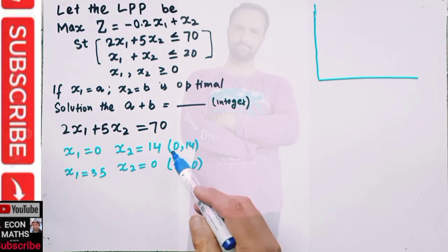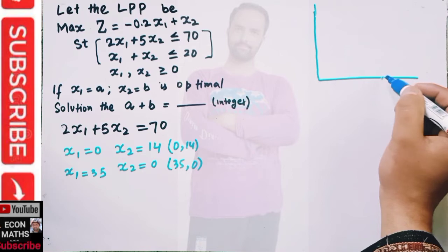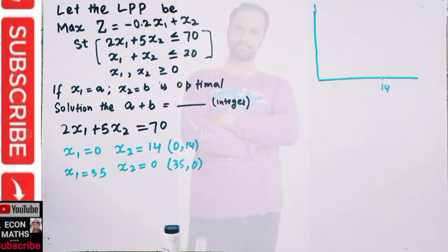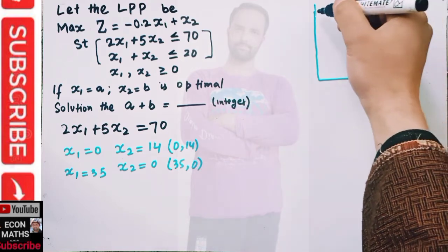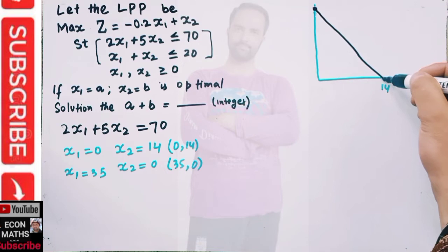So we have 0, 14. Let us say this point denotes our 14. Okay, and we have 35, 0. Let us say this is our 35, 0. This will be the line for 2x1 plus 5x2 is equal to 70.